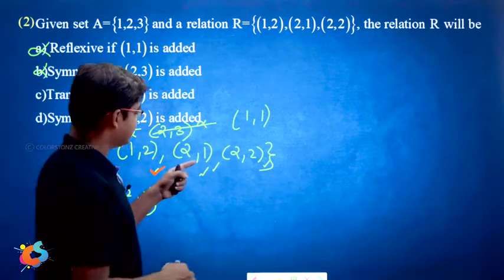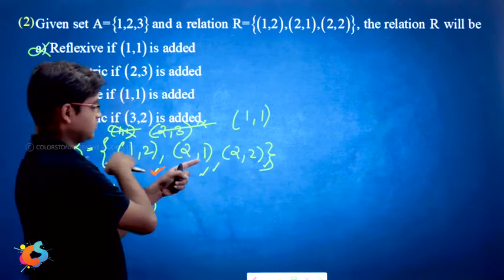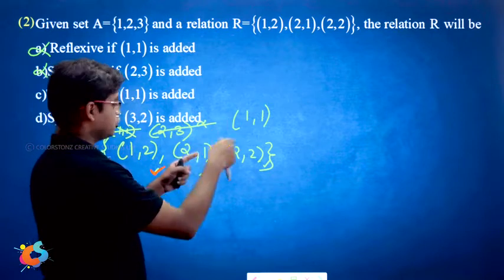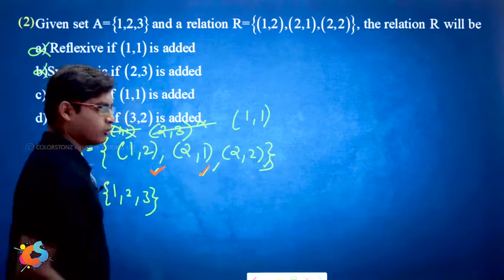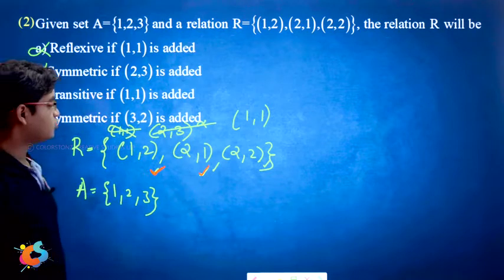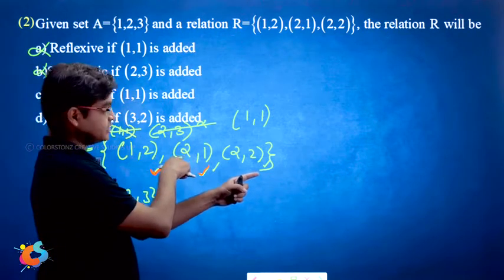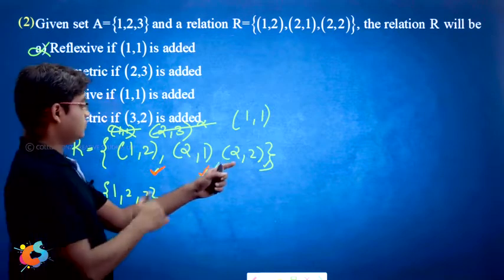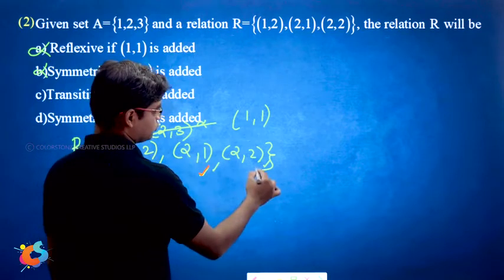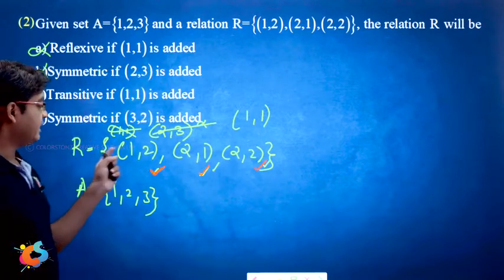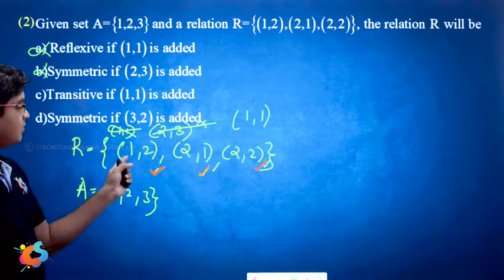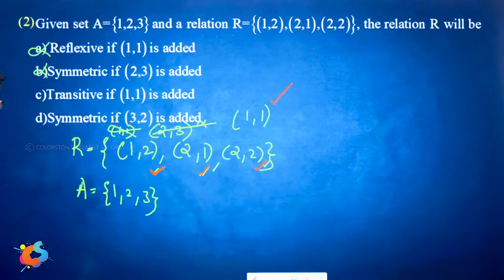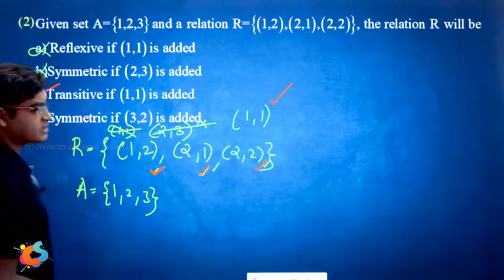Next, (2,1) is there. Any other ordered pair starting with 1? Yes. So (2,2) should be there. Yes, it is there. Next, (2,1) is there, (1,1) is there. So (2,1) should be present. Yes. So therefore, put a tick mark on this. Next, (2,2) is there. Any other ordered pair starting with 2? Yes. (2,1) should be there. It is there. Okay. Next, there is no other ordered pair starting with 2. So put a tick mark here. (1,1) is there. Any other ordered pair starting with 1? Only this one. So (1,2) should be present, which is present. So therefore, all tick marks. So therefore, this is transitive if (1,1) is added.